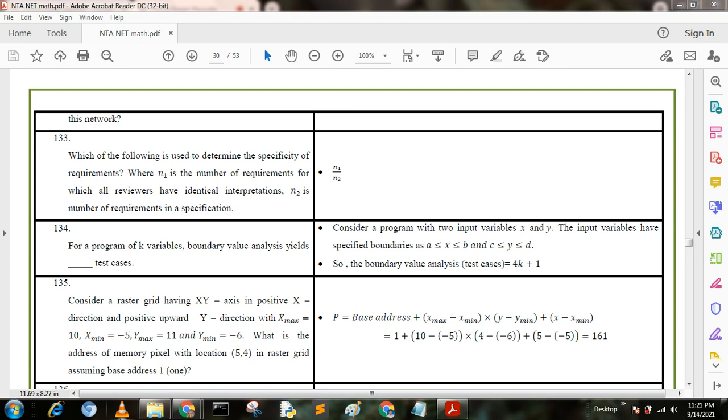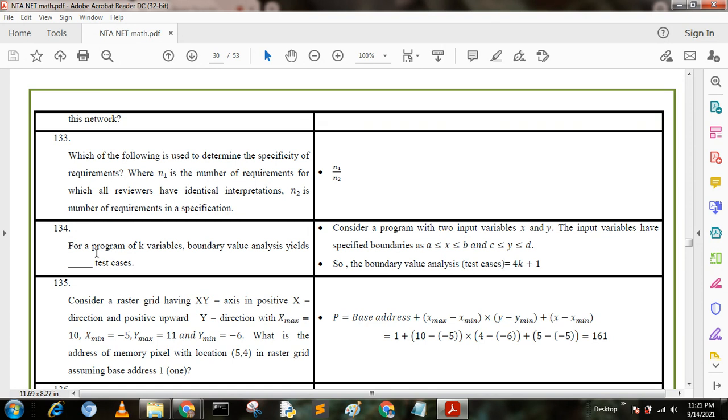Next question. Which of the following is used to determine the specificity of requirements, where N1 is the number of requirements for which all reviewers have identical interpretations, and N2 is the number of requirements in a specification? Answer is N1 by N2.